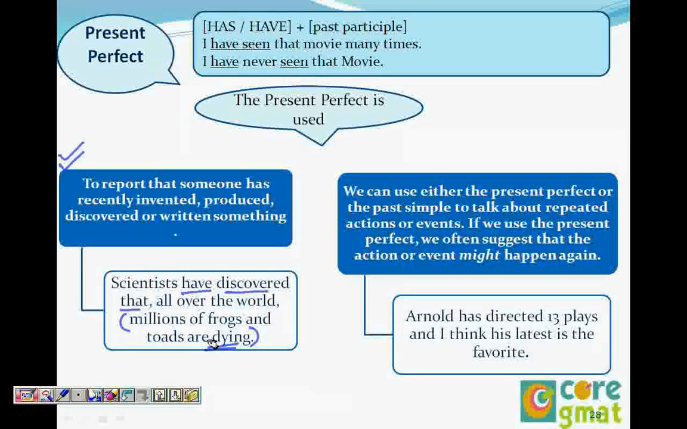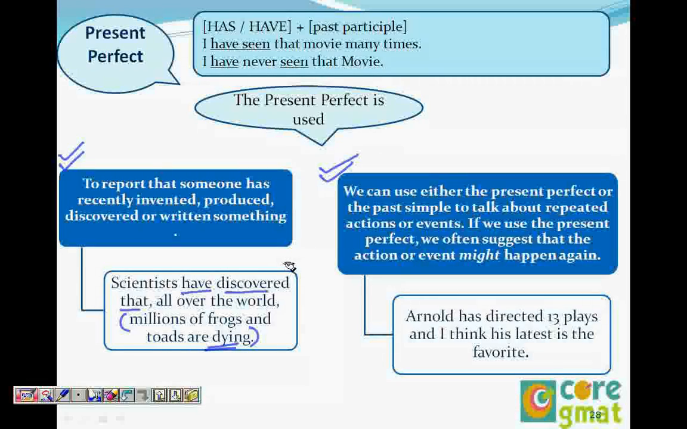Had it been "were dying," then you would use "scientists discovered." That means it is past and has nothing to do with now. Scientists discovered that all over the world millions of frogs and toads were dying. That would in any case mean it's not happening anymore. It's been found earlier and nothing is happening anymore. And we said when we use present simple, that means the action will not happen again, but when we use present perfect, that means the action might happen again.